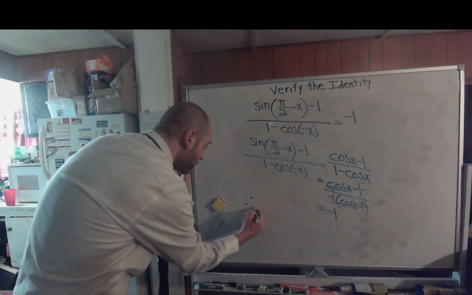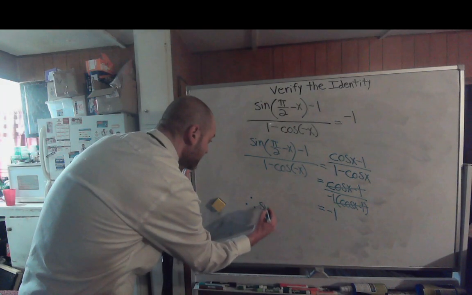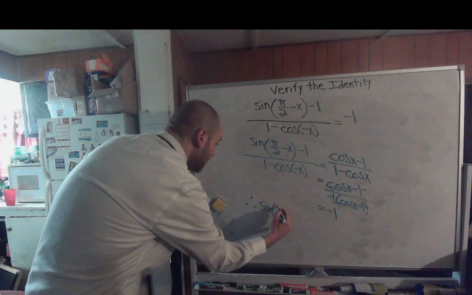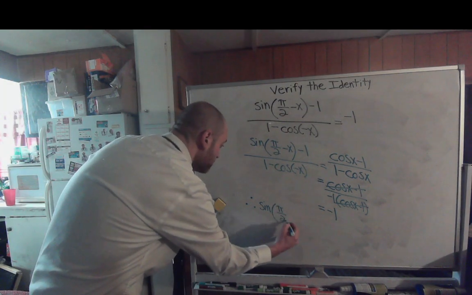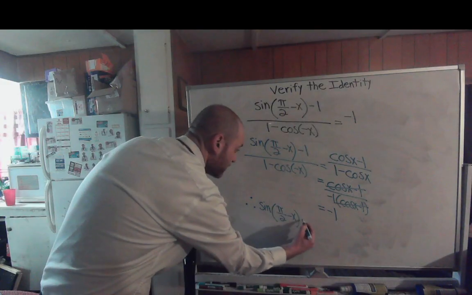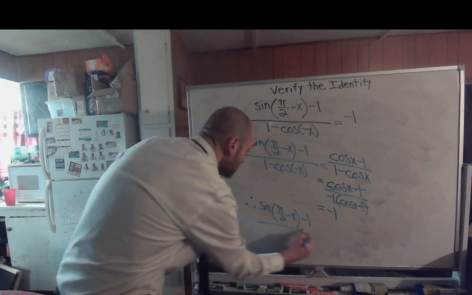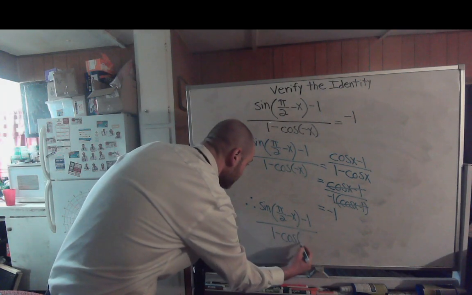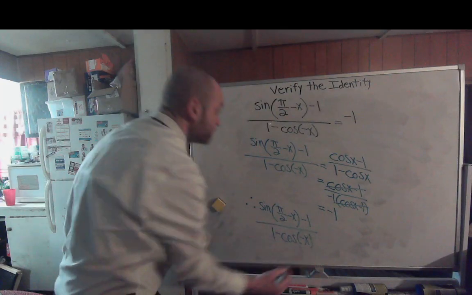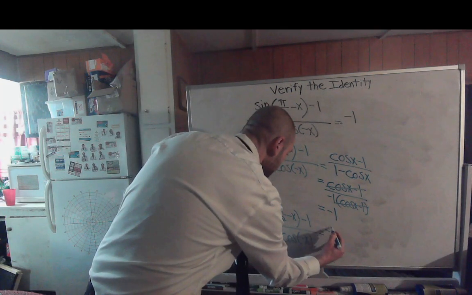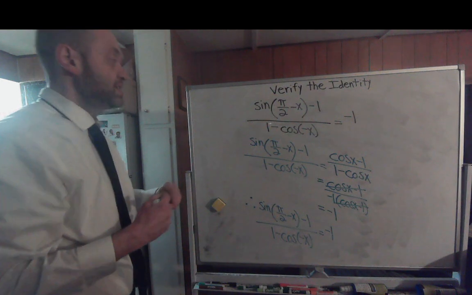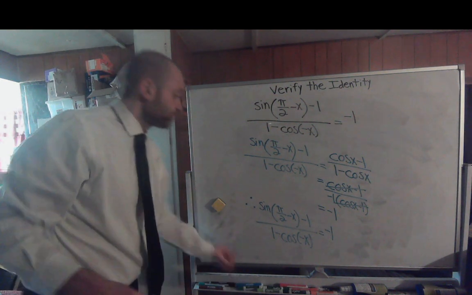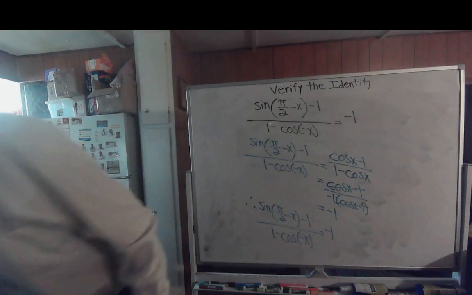So therefore, the sine of pi over 2 minus x, all that minus 1, all over 1 minus the cosine of negative x equals negative 1. We can soundly say that now. Should have two more.